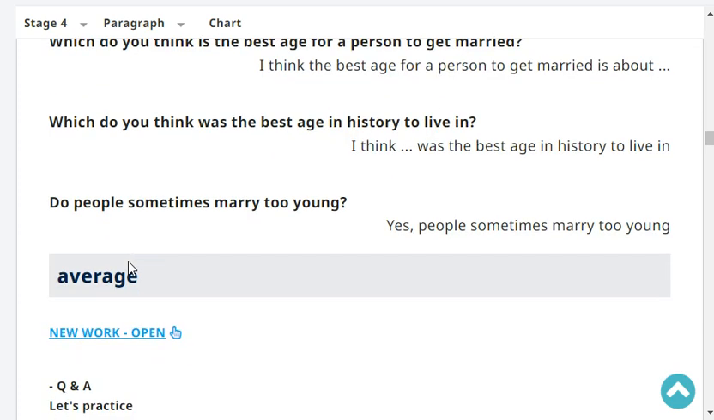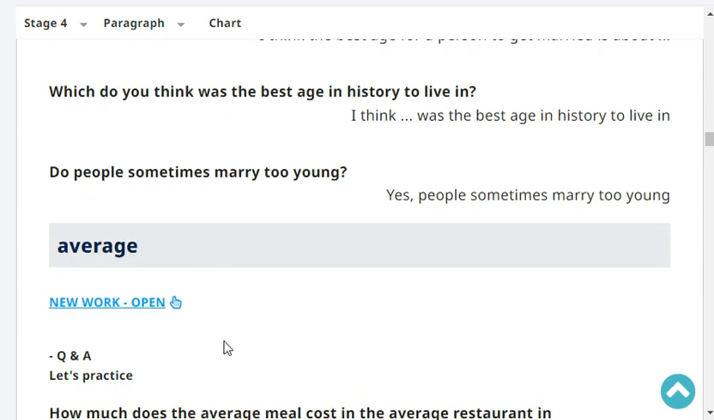Which do you think was the best age in history to live in? I think the modern age was the best age in history to live in. Very good. Do people sometimes marry too young? Yes, people sometimes marry too young. Very good.